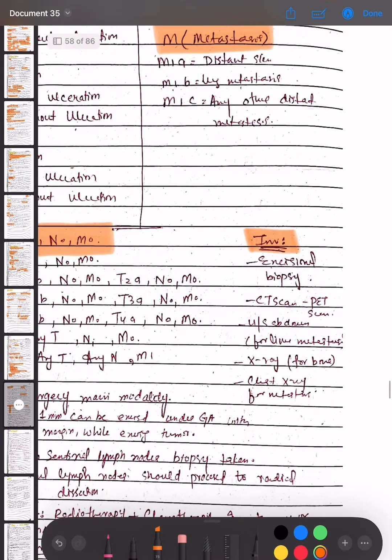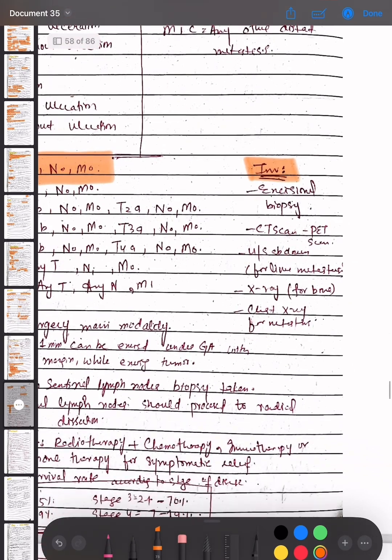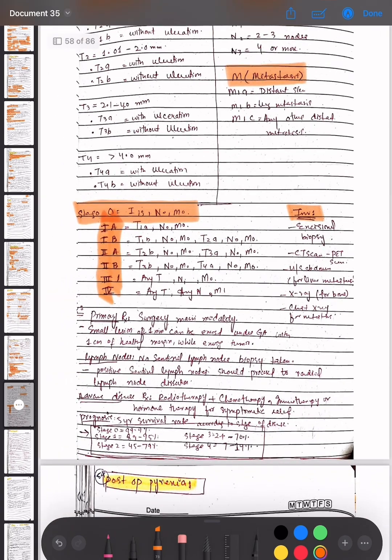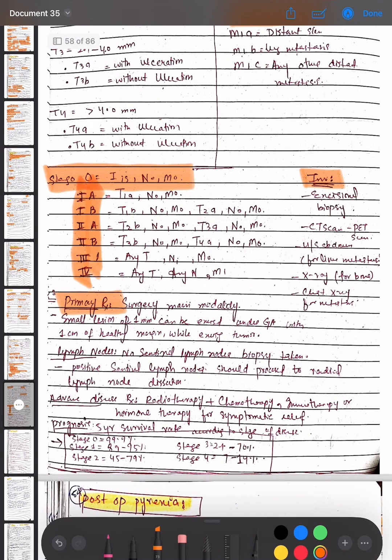What are the investigations? We will do an excisional biopsy, a CT scan or PET scan is done, ultrasound of the abdomen is done for liver metastasis, X-rays for bone, and chest X-ray for metastasis. What is the primary treatment? Surgery is the main modality for malignant melanoma.